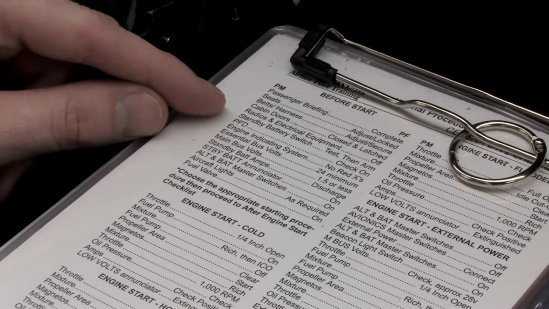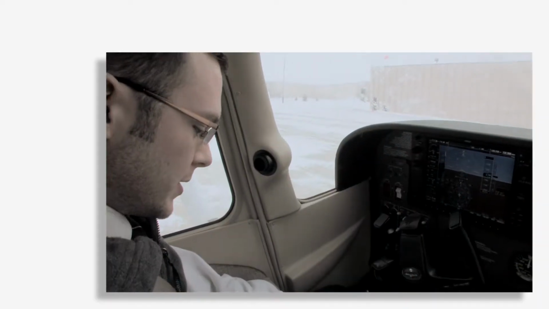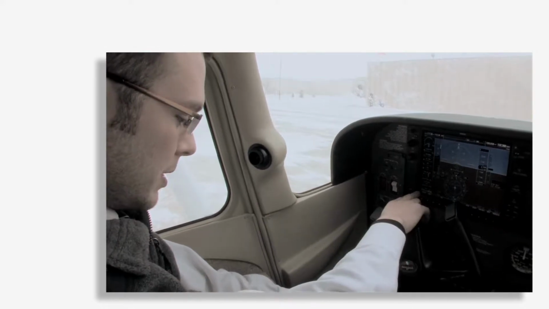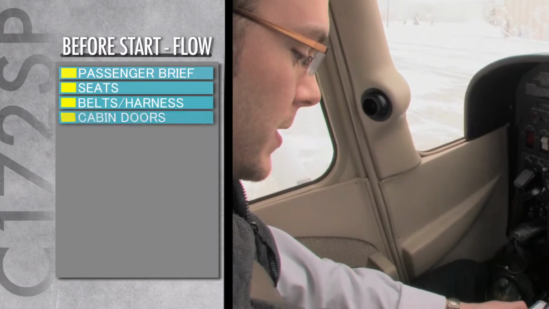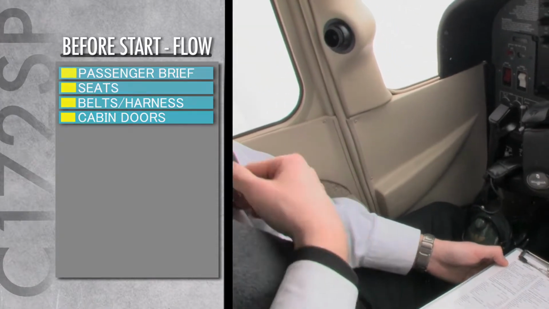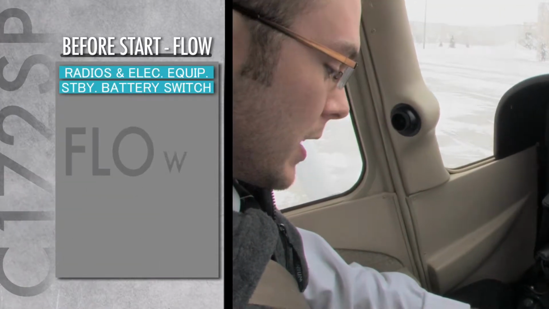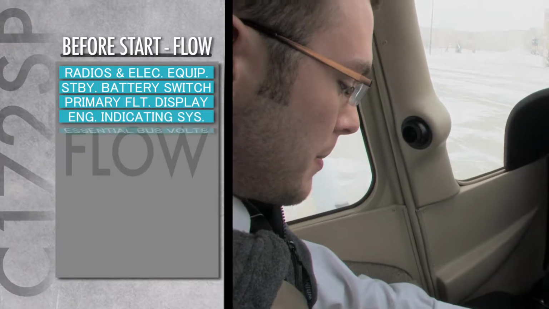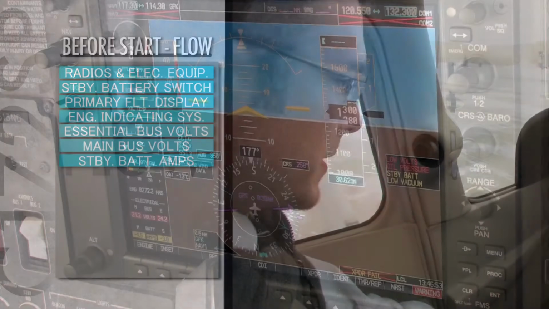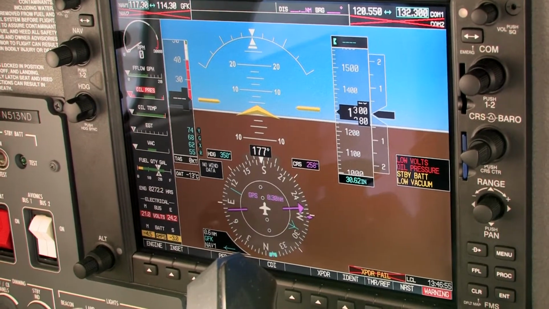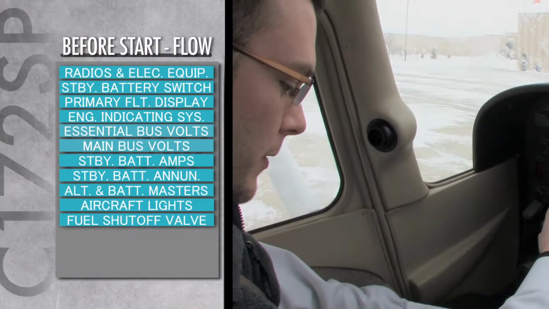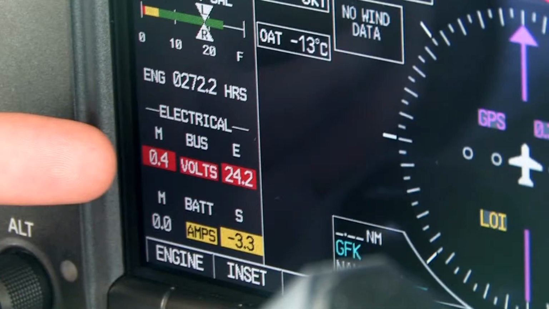The pilot should verbalize each item while visually confirming its appropriate condition or position. For example, passenger briefing complete. Seats are adjusted and locked. Belts and harnesses, everyone is secure. Radios and electrical equipment are off. Standby battery, we tested. PFD is on, no red X's. Essential bus volts, minimum of 24. Main bus volts were 1.5 or less.